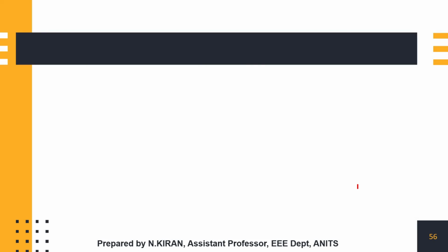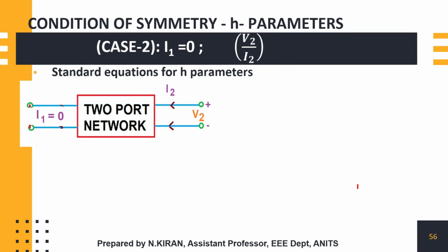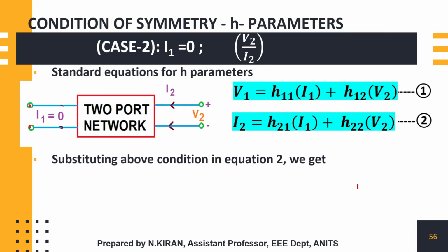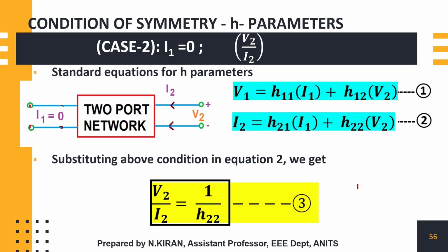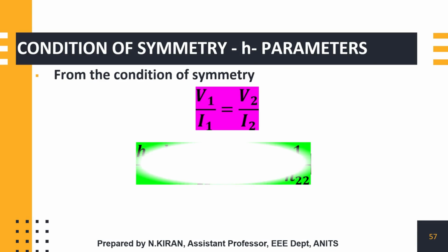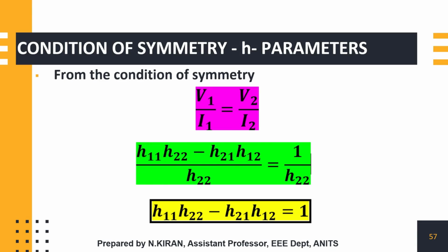The second case, I'll open circuit the input port and substitute in the standard equations, which will give me directly V2 by I2, because since I1 is 0, both the terms become 0. So directly from the second equation I'll get V2 by I2 to be 1 by H22. So equating both the relations that we have obtained, we'll obtain the condition of symmetry for H parameters to be delta H equal to 1.